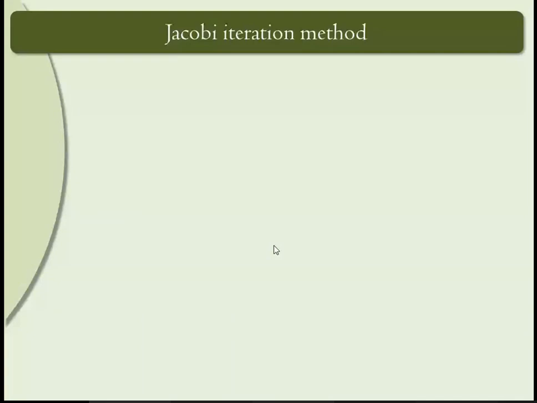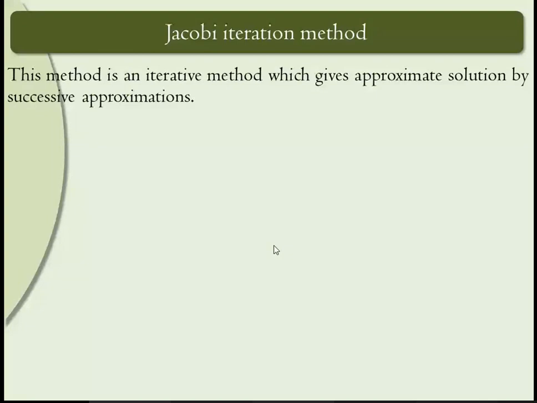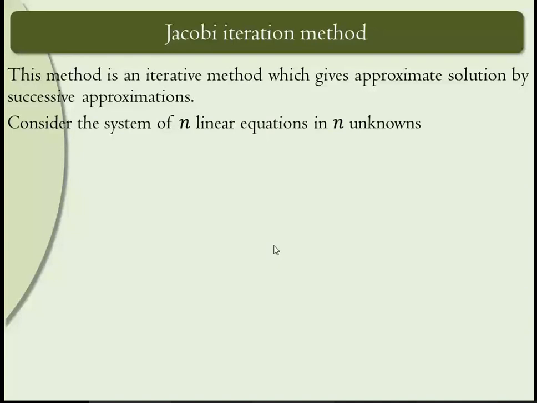Now you see the other method. The first three methods were direct methods: Gauss elimination, LU decomposition, and Cholesky method. Now we are going to see the indirect method or iterative method. In that, the first method is Jacobi iteration method. Now, what is this Jacobi iteration method? We'll find the approximate solution by using successive approximation. Now, how to do that successive approximation?